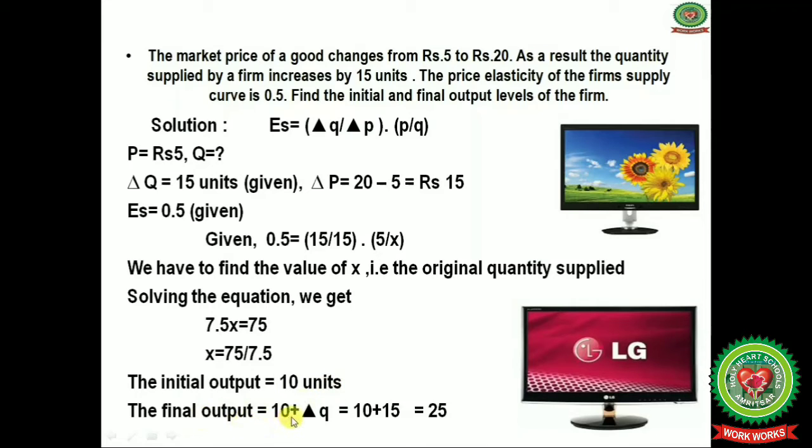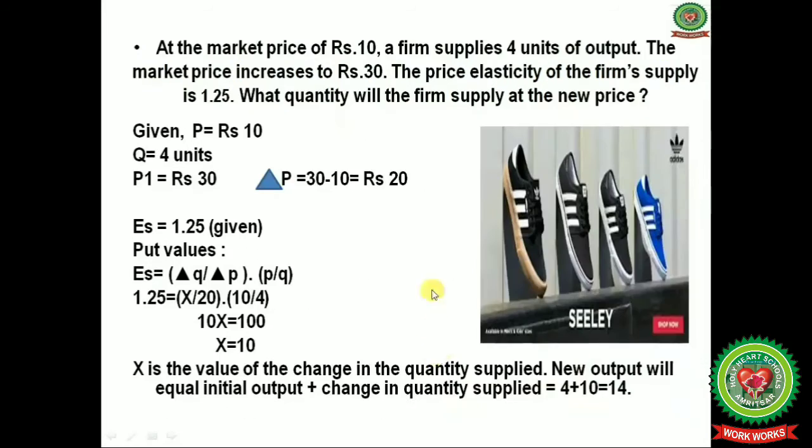The final output is equals to 10 plus delta Q. It is equals to 10 plus 15. Delta Q value is given, that is 15. So it is equals to 25. So final output is equals to 25 units. Now next one is other numerical.